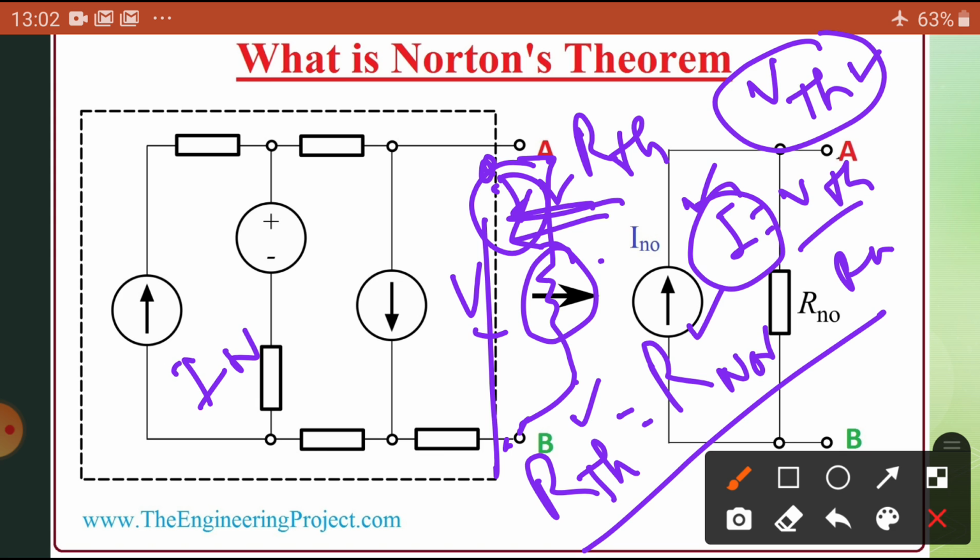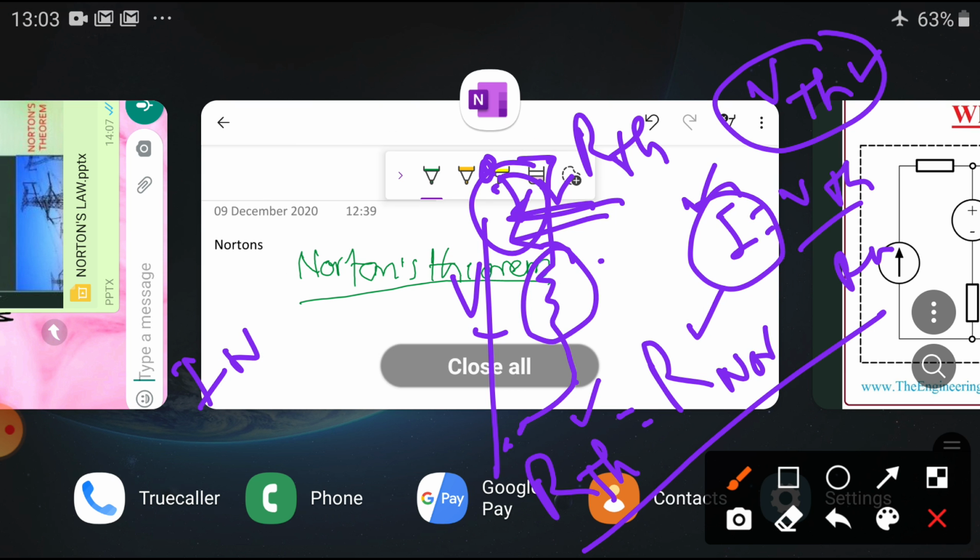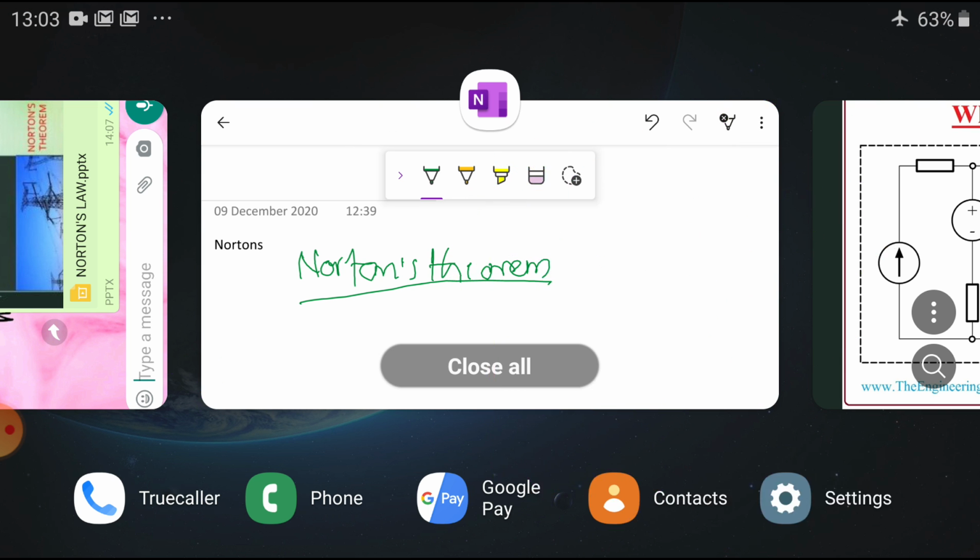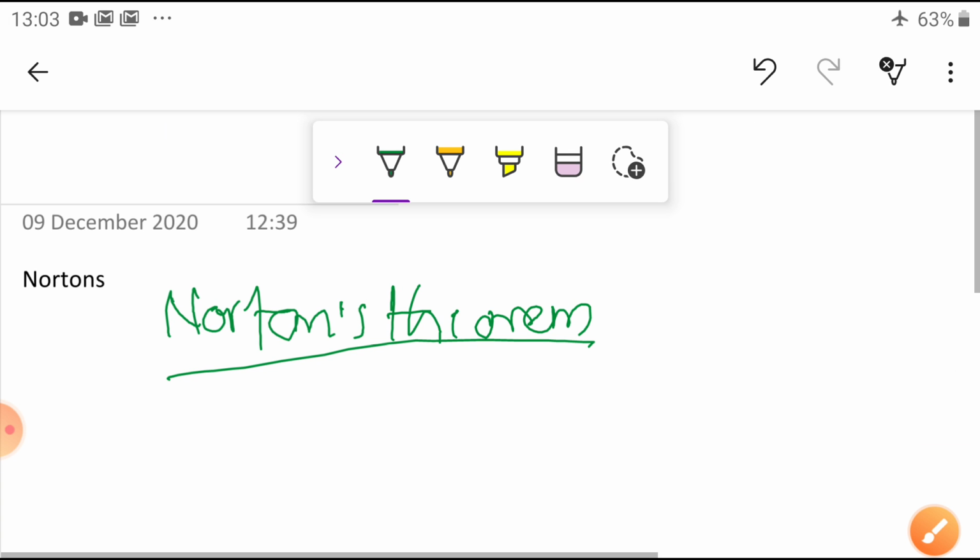Okay, so this is the basic idea. If you have any doubt, let us see in this one. Now you can see, so what is Norton's theorem here?